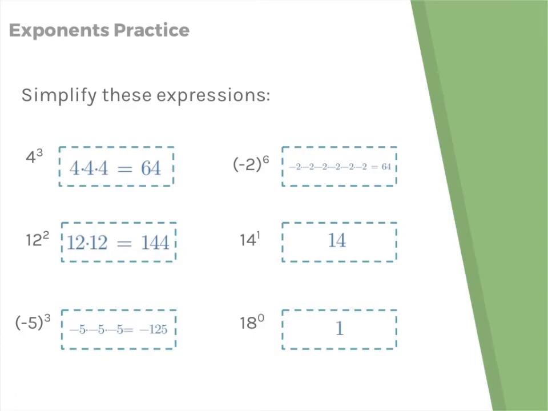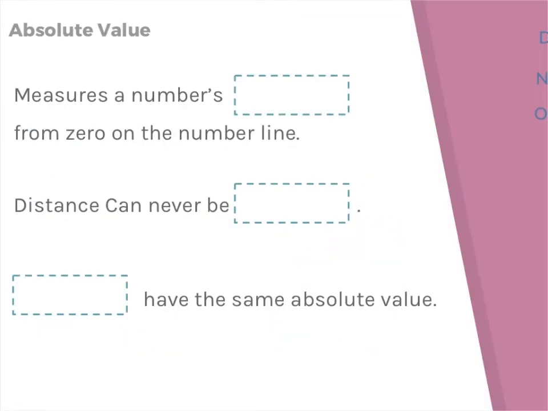Now let's move on and talk about absolute value. So now we have some key facts to remember about absolute value. Absolute value measures a number's distance from 0 on the number line. Distance can never be negative, and opposites have the same absolute value.